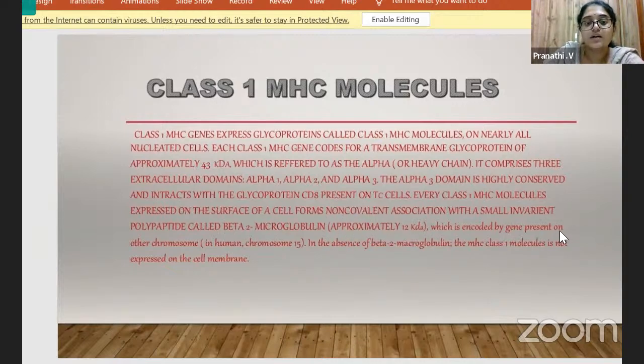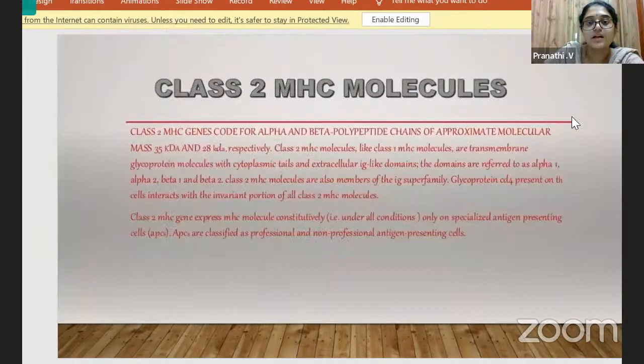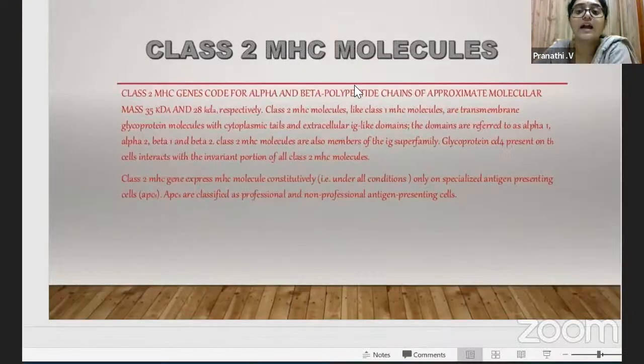This is encoded by a gene present on another chromosome. In humans, it is chromosome 15. In the absence of beta 2 microglobulin, the MHC class 1 molecule is not expressed on the cell membrane at all. When it comes to class 2 molecules, they encode an alpha and a beta chain of approximately 35 kilodaltons and 28 kilodaltons. Like class 1, they are transmembrane glycoprotein molecules with cytoplasmic tails and extracellular immunoglobulin domains.